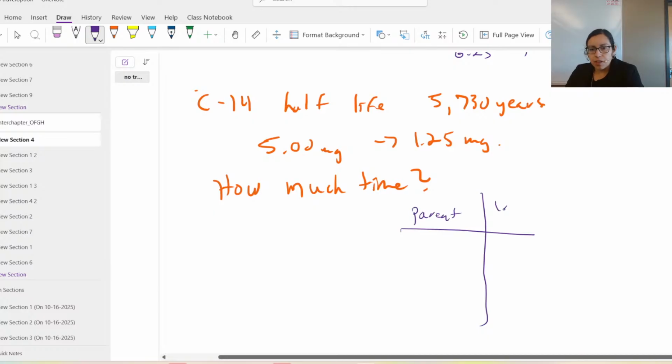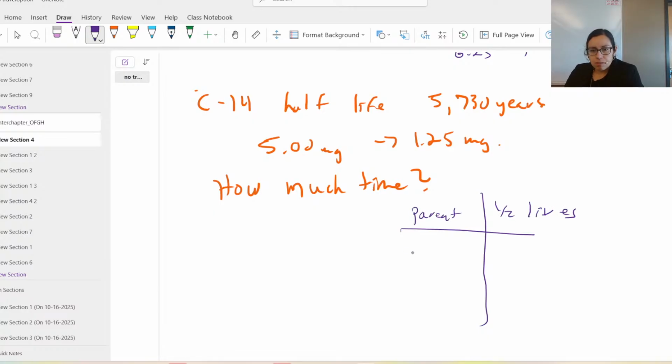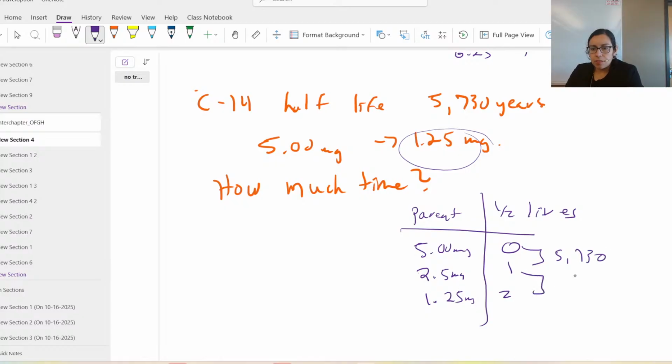Again, parent versus half-lives. So we started off with 5 milligrams initially, and then half that, 2.5 milligrams after 1, and then 1.25 milligrams. So we're already there, so that wasn't too far. And so that's 2 half-lives. So then we can tell that this was 5,730, and then this was another 5,730, which gave you 11,460 years.